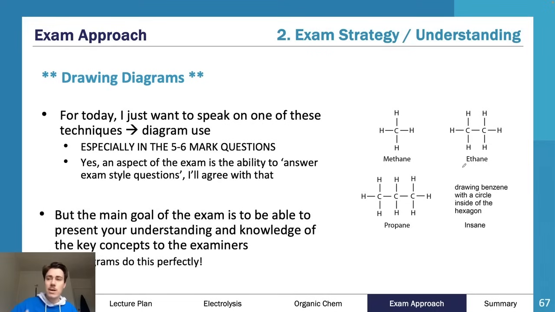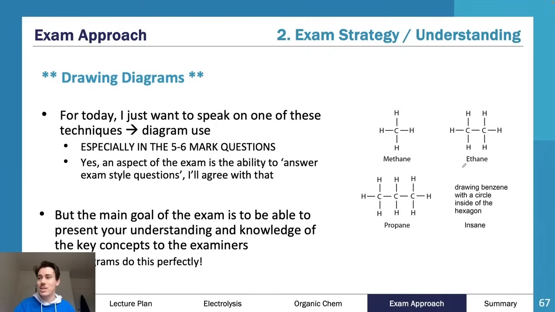So the main goal of the exam is to present your knowledge and understanding to the examiner. That is the main goal of the exam. Yes, you want to get things right, but your main goal of the exam is to say to the examiner, I have done the work. I have done the study. I need a good mark. That's essentially what you're saying to the examiner by answering these questions.